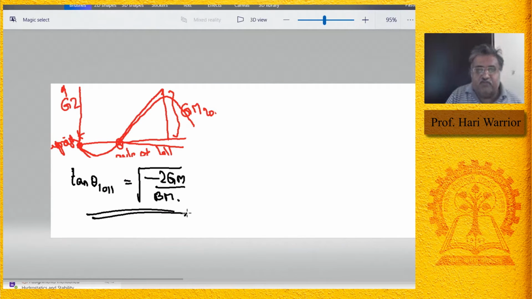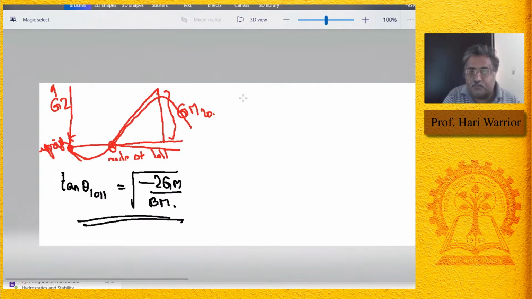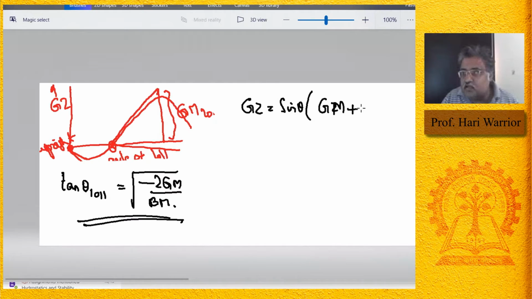Now, if you remember the initial statical stability curve, GM. Let's write this first. GZ is equal to sine theta into GM plus half BM tan square theta. Some typos are there in the text, so please be careful.